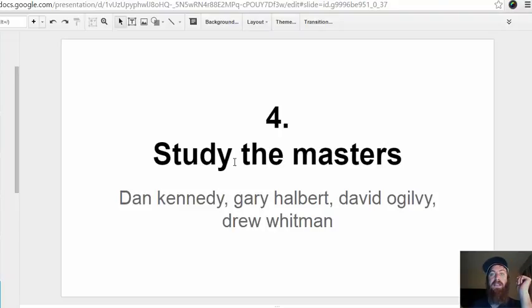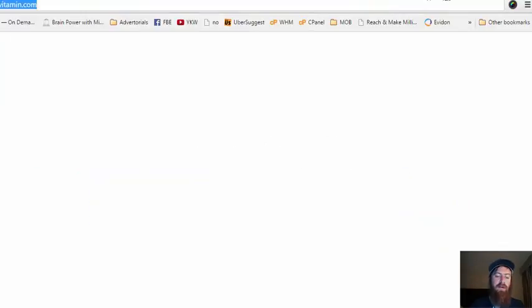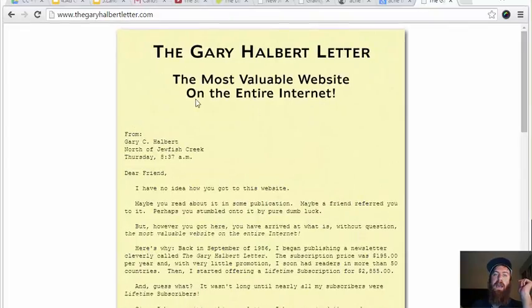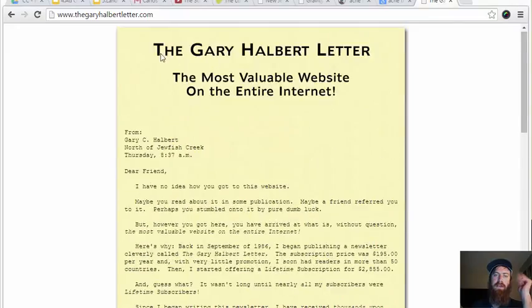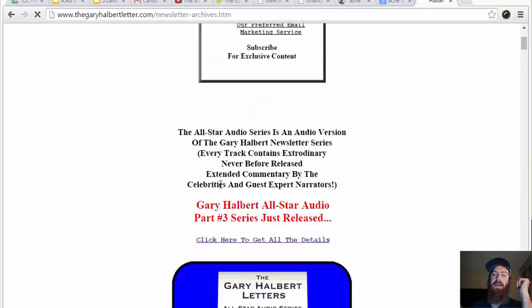And the last thing is study the masters. I'm a big fan of, and buy these books if you have the time, Dan Kennedy's The Ultimate Sales Letter, best book on copywriting you can buy. Gary Halbert, he has a site called the Gary Halbert Letters, thegaryhalbertletter.com, and he's one of the best copywriters of all time. Really funny guy, really engaging.